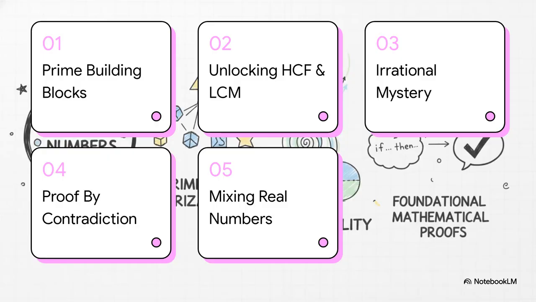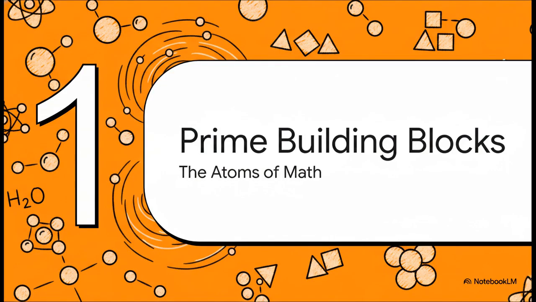First, we'll look at the prime building blocks. Second, unlocking HCF and LCM. Third, the irrationality mystery. Fourth, we'll do a proof by contradiction. And finally, mixing real numbers. All right, part one, the prime building blocks.